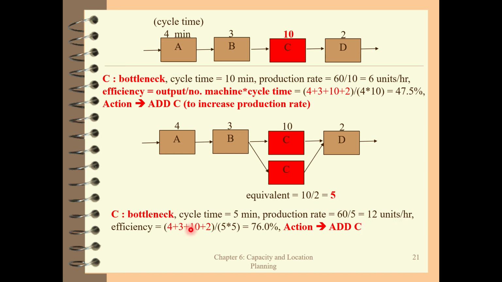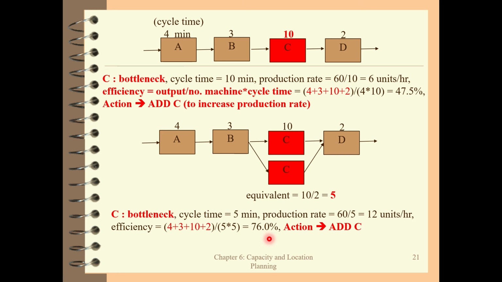And the efficiency is equal to output divided by input. The output is always constant, okay? 4 plus 3 plus 10 plus 2, the same. Divide by how many machines? 5, 1, 2, 3, 4, 5. And the cycle time of the system is 5. So efficiency increased to 76%.